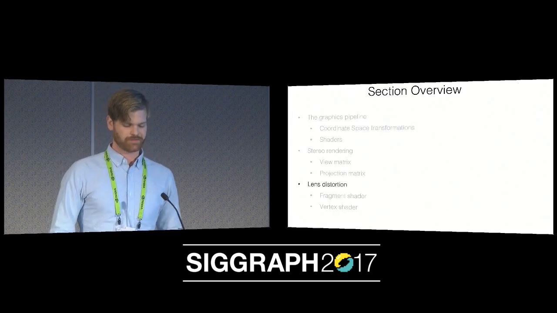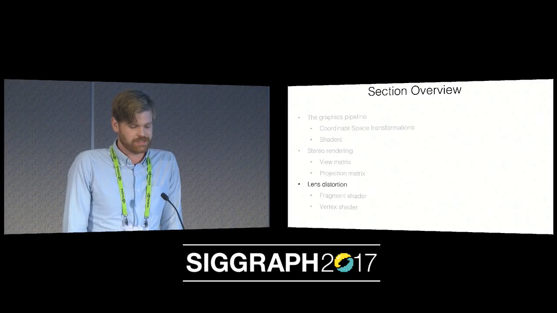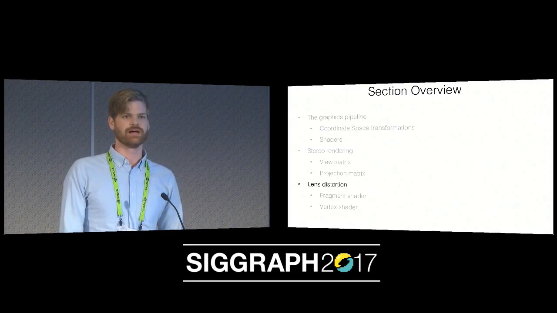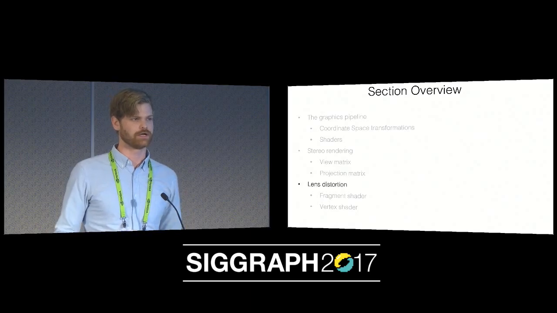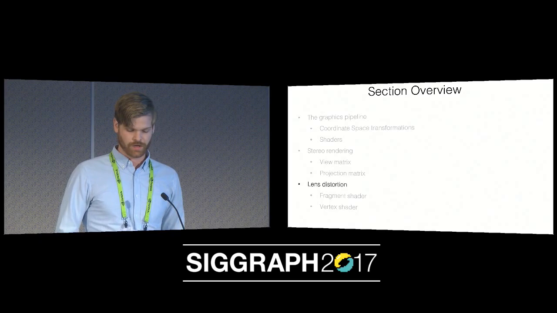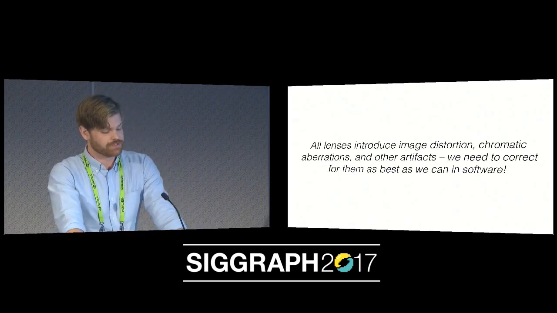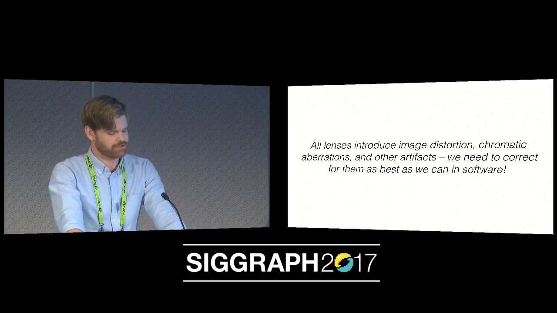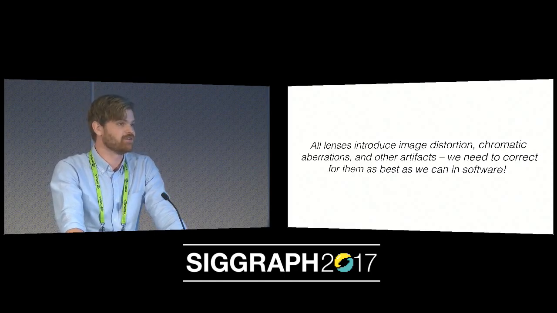The last thing I'm going to talk about in this session is lens distortion. It's correcting for the optical aberrations that are induced by having these high power lenses that we look through and that we magnify the image with. All lenses introduce some sort of image distortion, either through chromatic aberrations or other artifacts, and we need to correct them the best we can in software. We can actually do quite a lot in software.